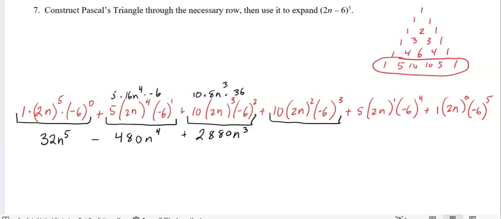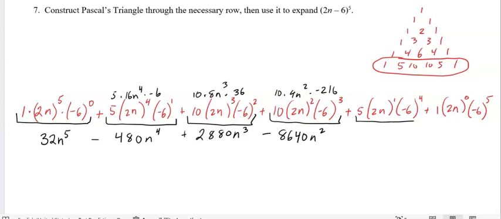Now term number 4, I'm going to multiply 10 times 4n squared times negative 6 raised to the 3rd power, which is negative 216. So I multiply all this together. 4 times 10 times negative 216. And I get negative, so my next sign will be minus 8640 n to the 2nd.